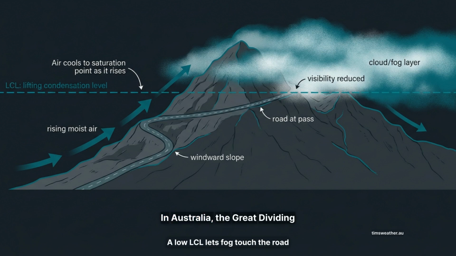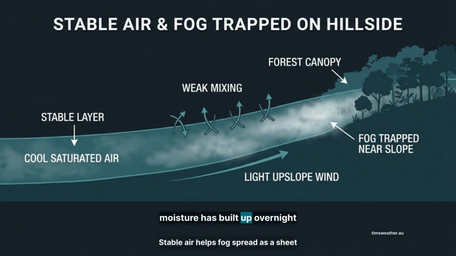In Australia, the Great Dividing Range is a classic setup. Moist easterly or onshore winds can be pushed up the eastern slopes, cooling as they rise. That is why mountain districts can go from clear to fog-bound quickly, especially when moisture has built up overnight near the surface. The Blue Mountains west of Sydney are a good example.